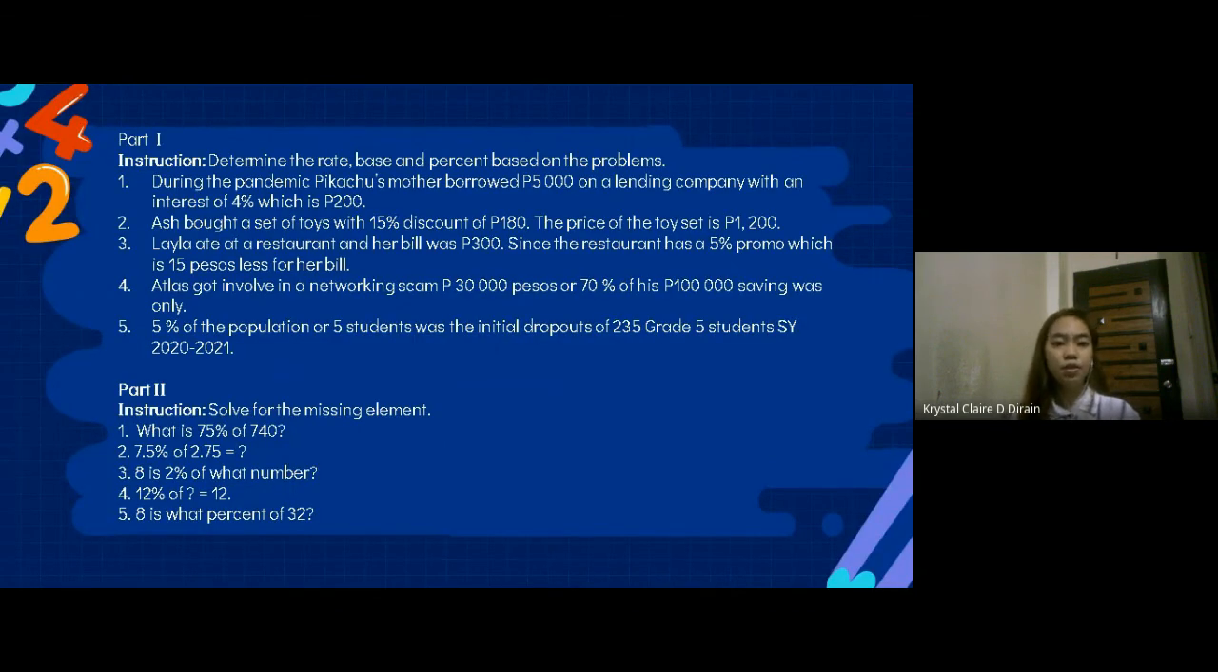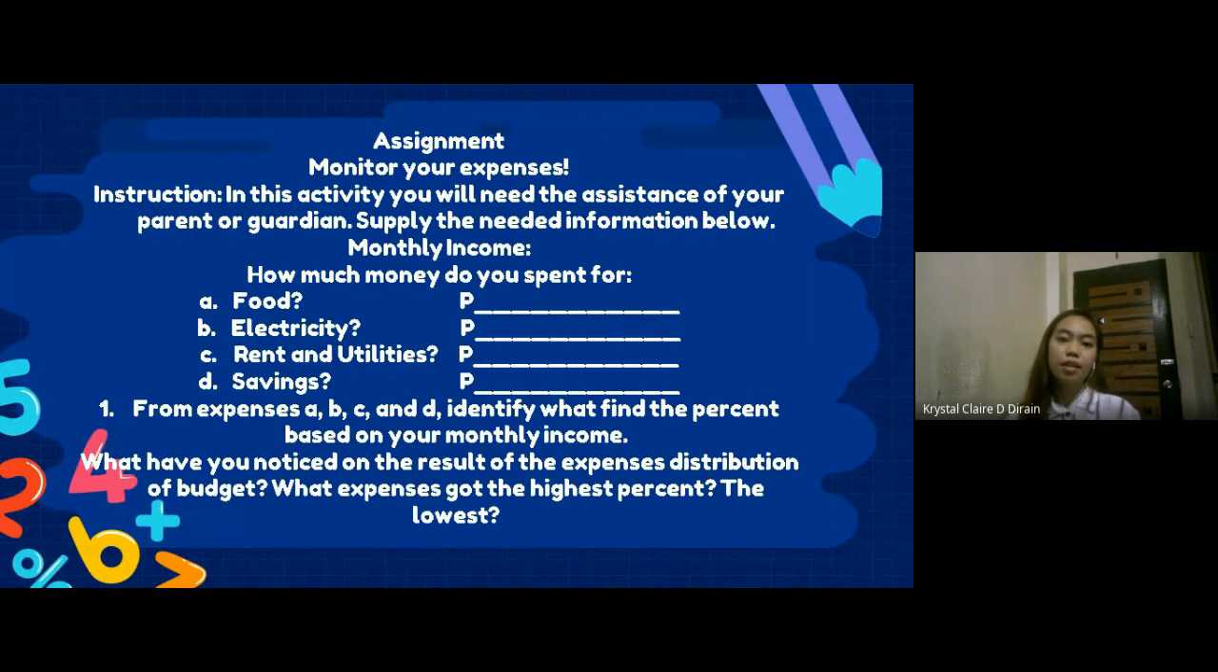So, for your quiz, these have two parts. You will just answer the two. First part is determine the base and percentage based on the problem. And number two is solve for the missing element. Lastly, this will serve as your assignment. So monitor your expenses. The instruction is, this activity you will need the assistance of your parent or guardian and supply the needed information below. So that's it. That's the end of our lesson.